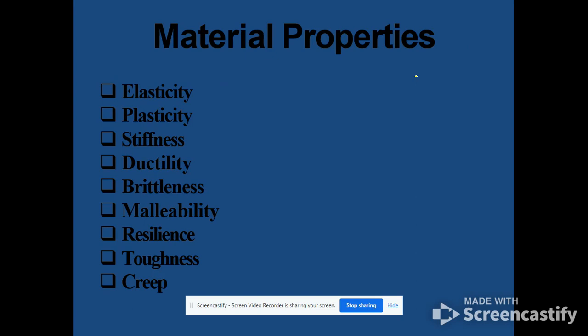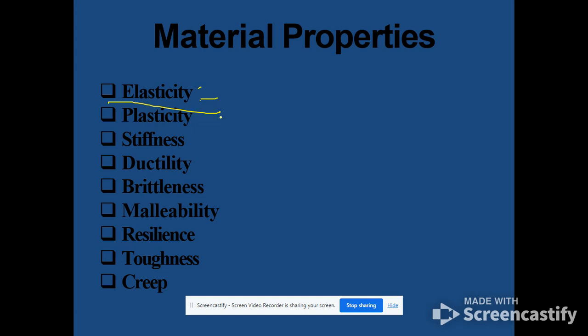Next one is material properties. Material properties: elasticity, plasticity, stiffness, ductility, brittleness, malleability, resilience, toughness, creep. All are mechanical properties. First of all, elastic limit. What is the elastic limit?